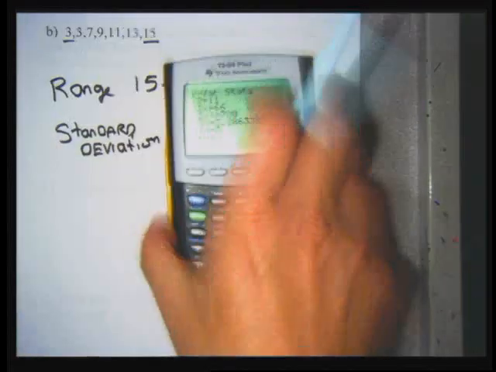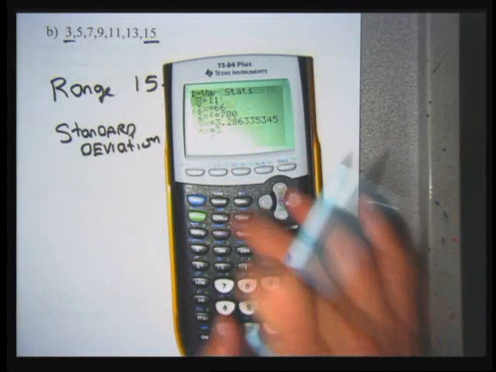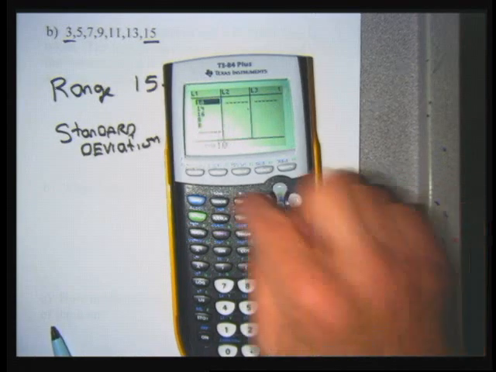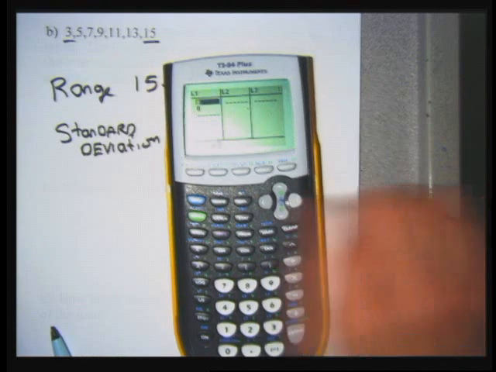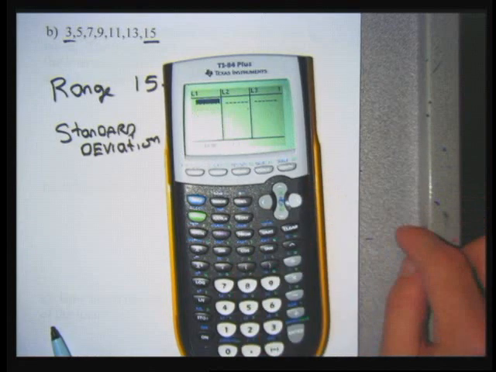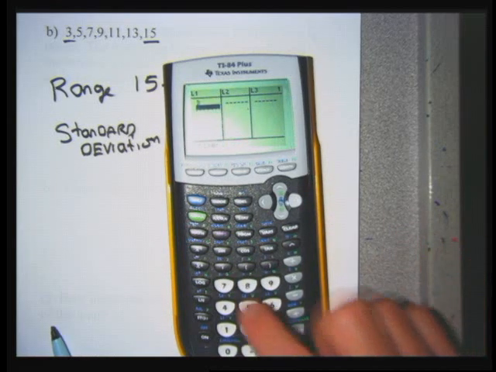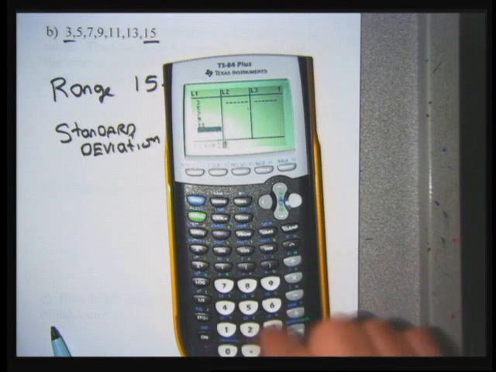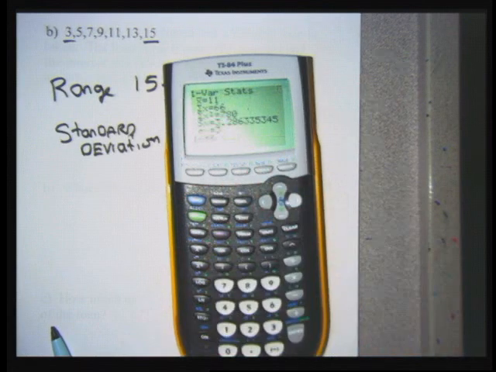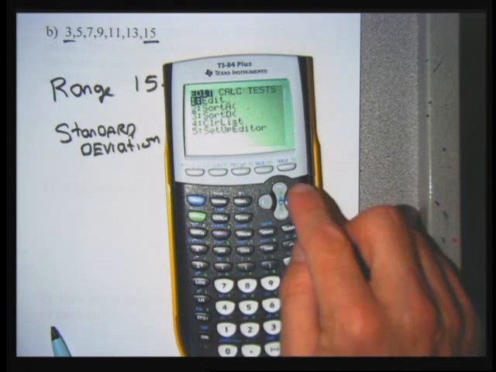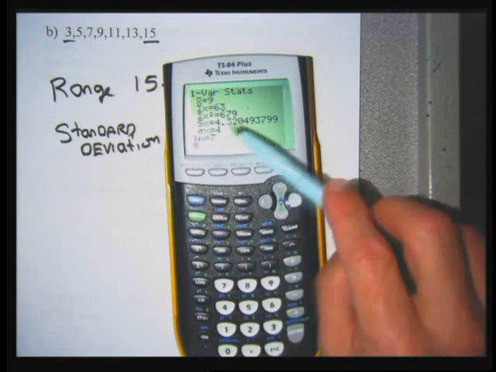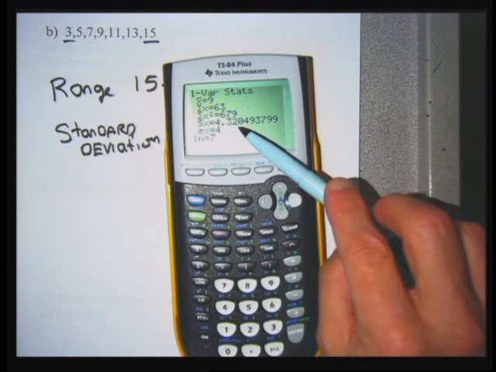So for standard deviation, I hit stat, hit enter on edit, and then delete, delete, delete, delete, delete, delete. Type the new data in, 3, enter, 5, enter, 7, enter, 9, enter, 11, enter, 13, enter, 15, enter. Then second in mode, then stat, arrow over to calc, enter, enter, and I'm going to write 4.32 for the standard deviation.